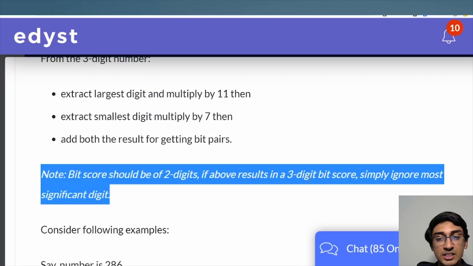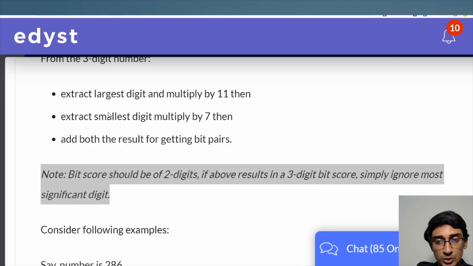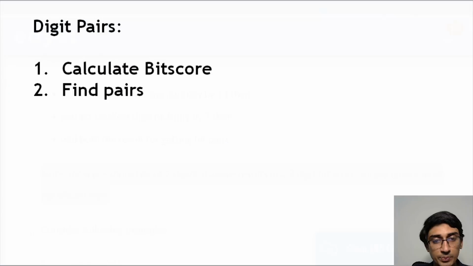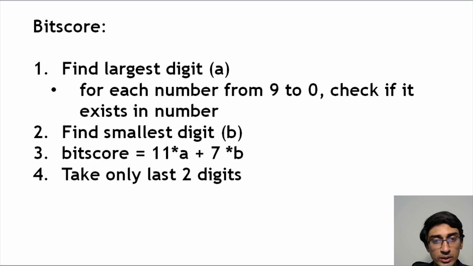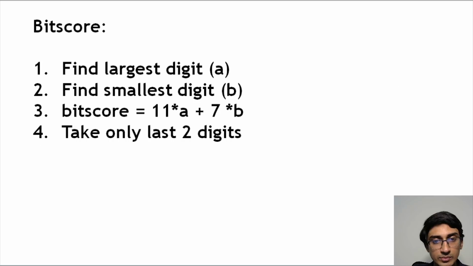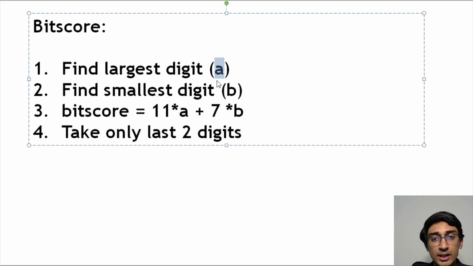If the above results in a 3-digit bit score, simply ignore the most significant digit. I'll show you the formula the way I had calculated it, right? So if you want to calculate the bit score, find the largest digit, let's call this A, find the smallest digit, let's call it B, and take 11A plus 7B. So this is the largest digit in the given number, right? And the smallest digit in the given number. Do 11A plus 7B and take only the last two digits, that is, you ignore the most significant digit out of this. And really what is the maximum number possible here anyways?